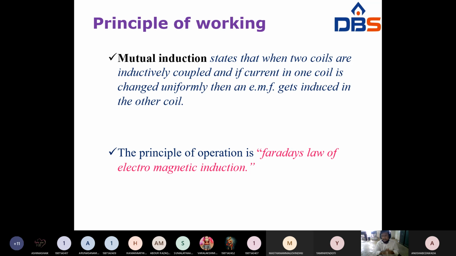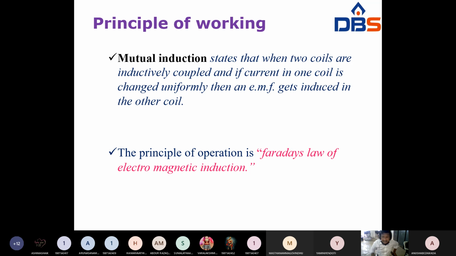Same way, two separate electrical circuits or two inductively coupled coils are placed in one place. Whenever we give the supply to the first coil, the current in one coil changes uniformly, which means flux is produced. That flux links with the secondary coil through the mutual induction principle. Then because of that flux, an EMF is induced.